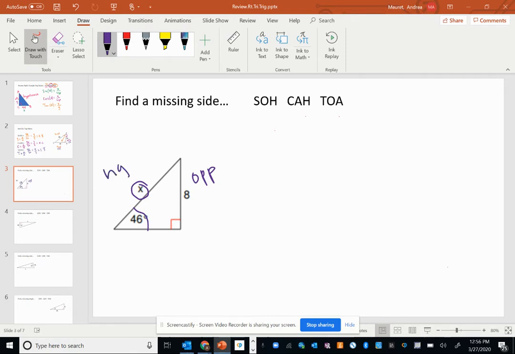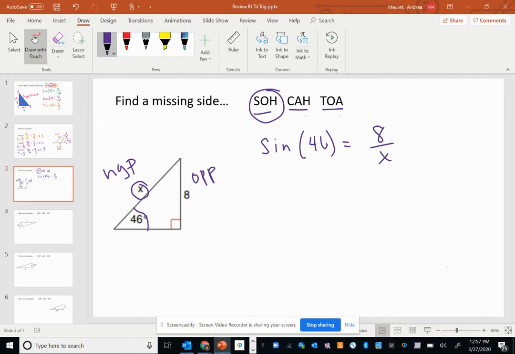This is the hypotenuse. So when we look at the trig ratios using SOHCAHTOA, the ratio that uses the opposite leg and the hypotenuse is sine. So we can write an equation to find the length of x by setting up the sine of the angle that we know, 46, is equal to 8 over x.